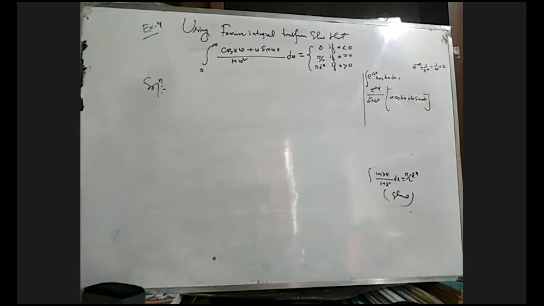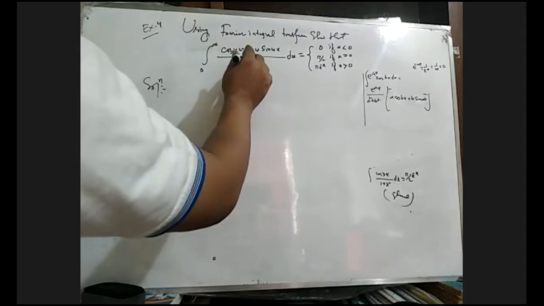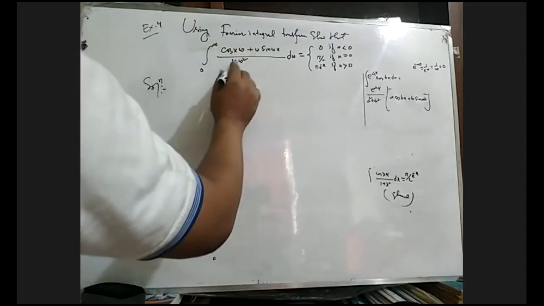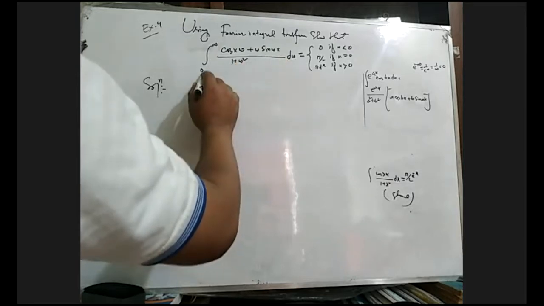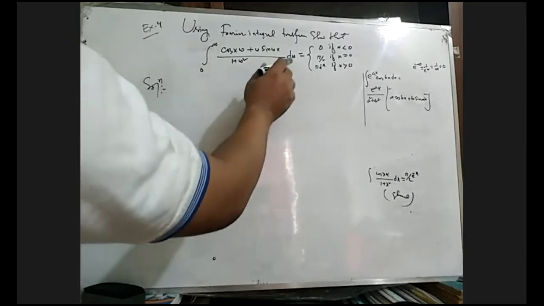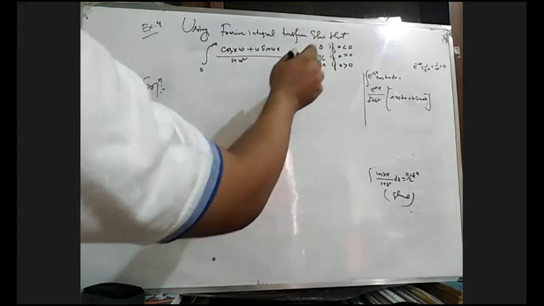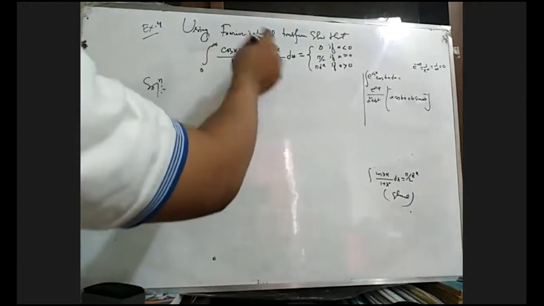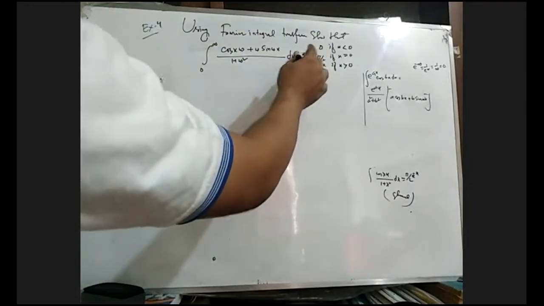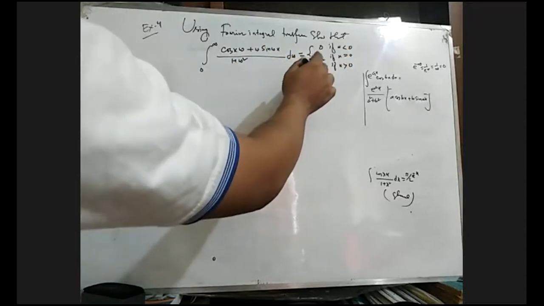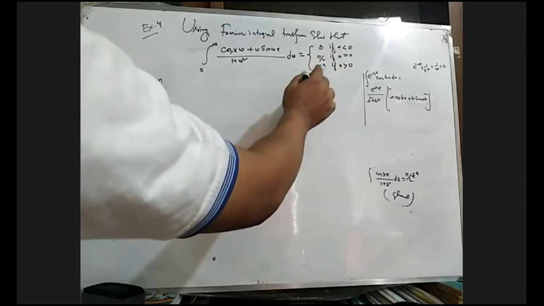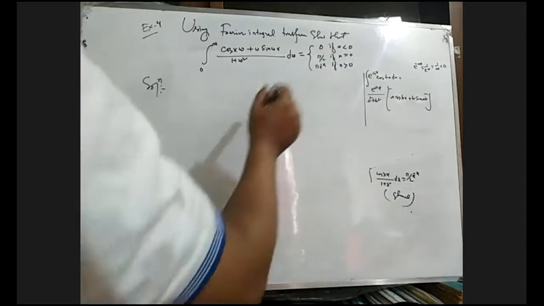Now example 4, using the Fourier integral transform, show that the improper integral from 0 to infinity of (cos x omega plus omega sin omega x) divided by 1 plus omega square, with respect to d omega, equals a piecewise function: 0 if x is less than 0, pi by 2 if x equals 0, and pi times e to the power minus x if x is greater than 0.